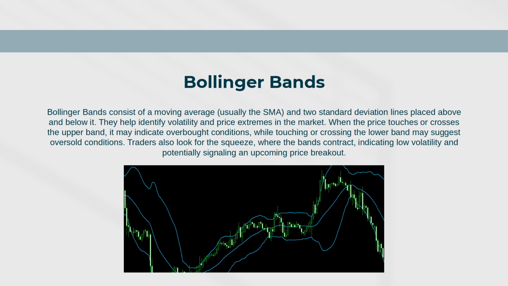Bollinger Bands. Bollinger Bands consist of a moving average, usually the SMA, and two standard deviation lines placed above and below it. They help identify volatility and price extremes in the market. When the price touches or crosses the upper band, it may indicate overbought conditions, while touching or crossing the lower band may suggest oversold conditions. Traders also look for the squeeze, where the bands contract, indicating low volatility and potentially signaling an upcoming price breakout.